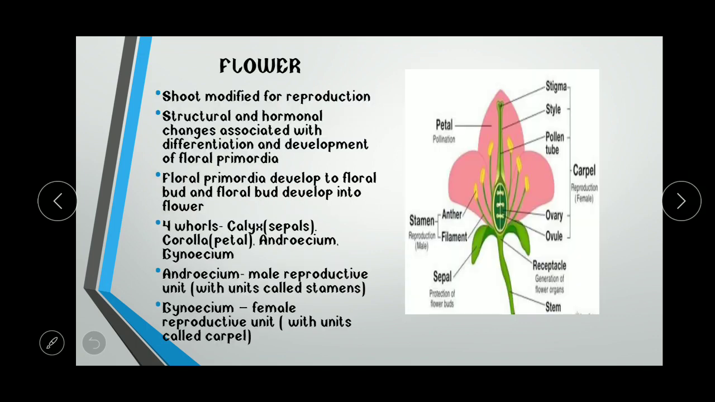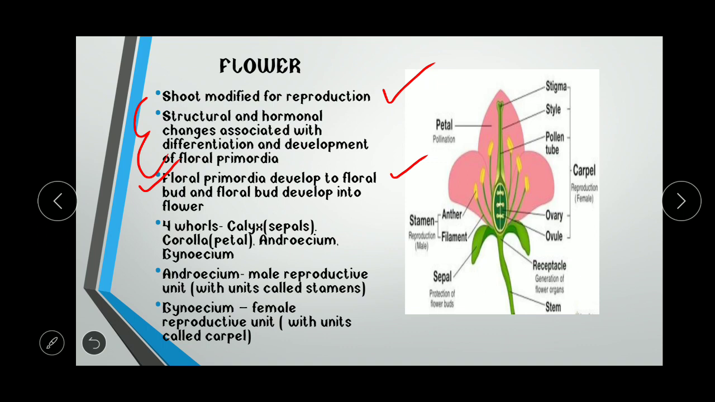Now, a flower is a shoot modified for reproduction. As you know, a true plant has two systems, that is root and shoot. So a flower is a modified shoot system for reproduction. Then how is it developing? It is developing from floral primordia. Floral primordia first will give rise to a floral bud, and from that the flower will develop, and this process is associated with structural and functional or hormonal changes. So what happens? Various hormones, phytohormones, play their role to develop the flower from the floral bud or from the floral primordia.